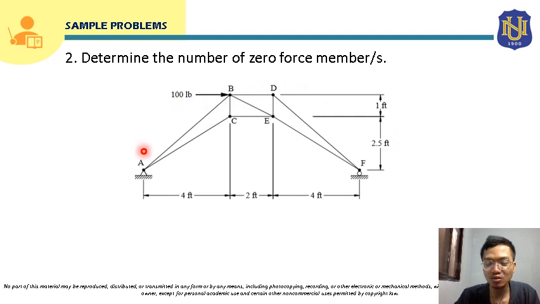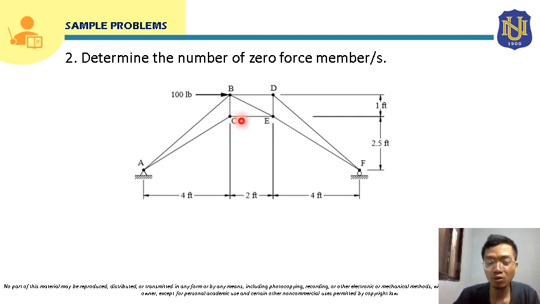So for this truss, to determine the zero force members, we are going to look for joints that have 2 or 3 members. For joint A, there are 2 members attached to it, but there is an external reaction here since this is attached to a support, so we cannot apply case 1 here. Also for joint F, there are 2 members here, but there is an external reaction here, so we cannot apply case 1 here. Now for joint C, as we can see, there are 3 members attached to joint C.